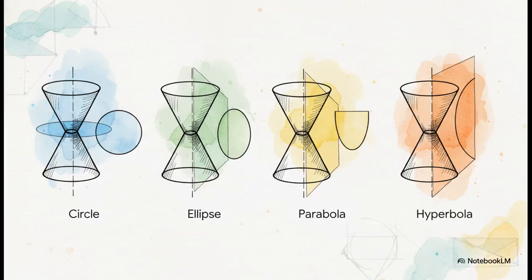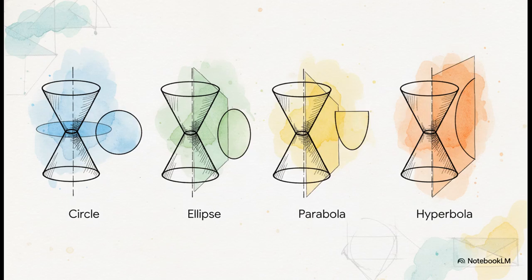Now let's get into the fun part. Imagine taking a knife, a perfectly flat plane, and slicing through that double cone. The magic here is that the shape you get depends entirely on the angle of your cut. So if you slice it perfectly flat, perpendicular to the axis, boom, you get a circle. Easy enough, right? Now, if you tilt that plane just a little bit, that circle stretches out and becomes an ellipse.